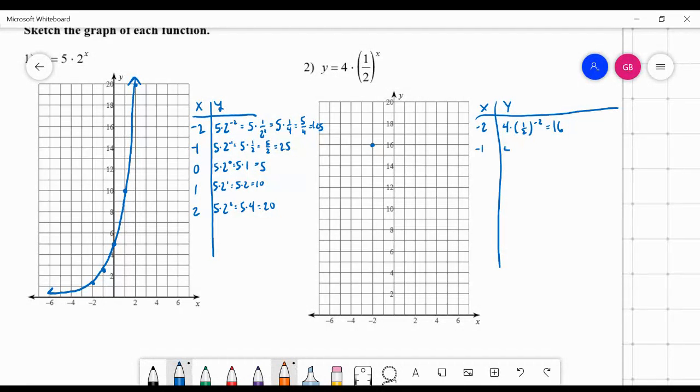Next is -1. 4 times 1/2 to the power of -1. Put that in the calculator. That's going to give you 8. -1, 8. Next is 0. 4 times 1/2 to the 0 power. That's going to be 4.